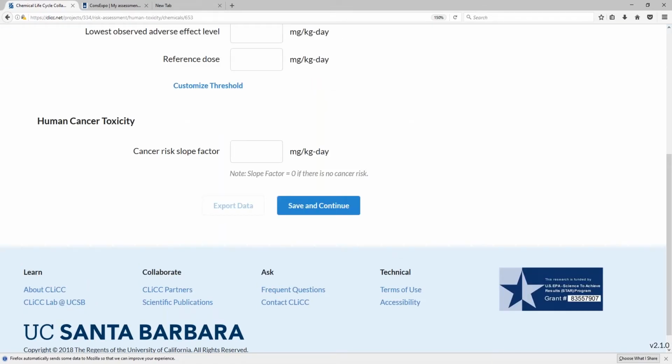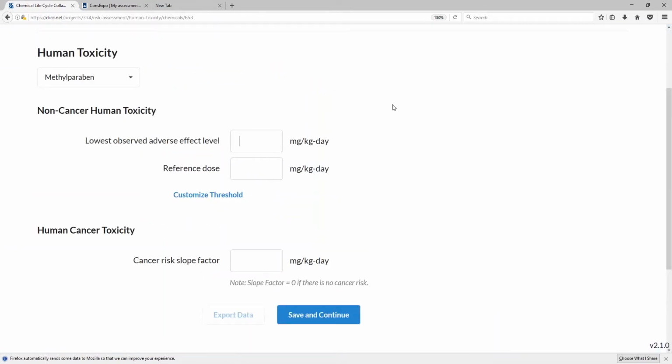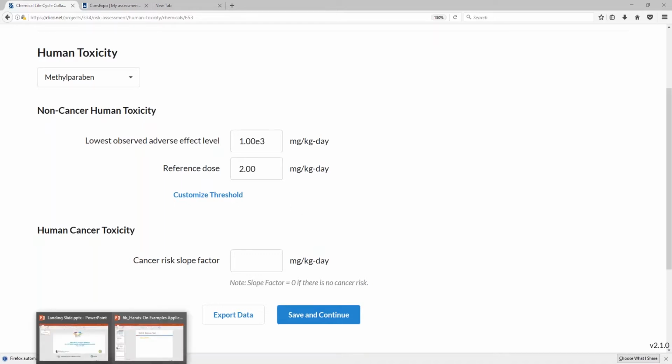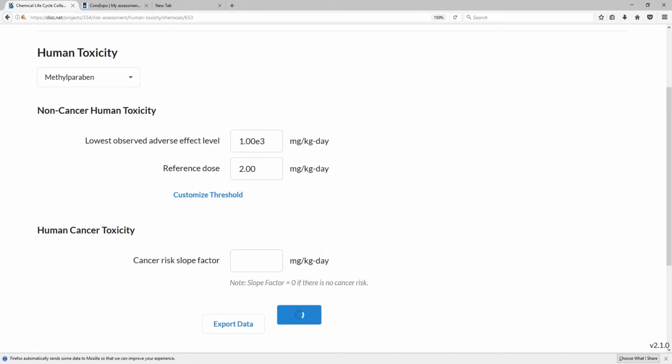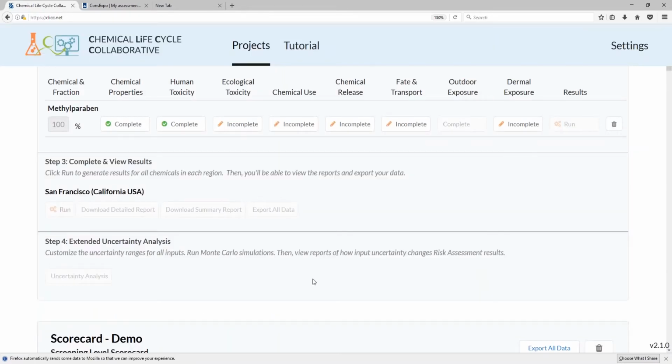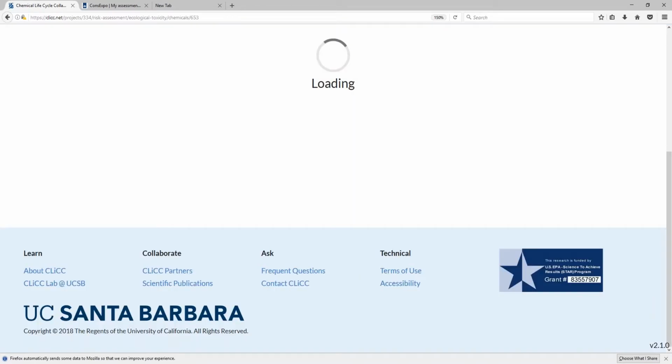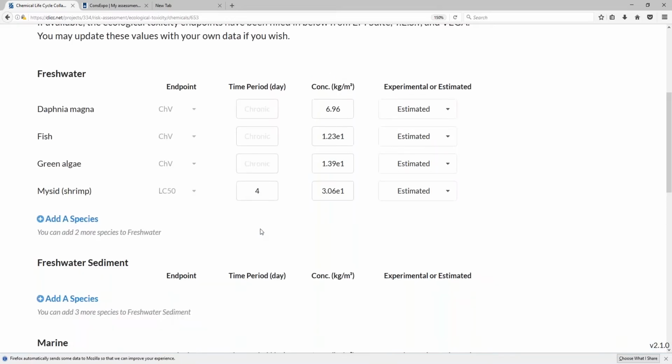Then we can take a look at the human toxicity information. Here it doesn't find information, so we would have to enter the information for this chemical. And there's no cancer risk. Then we're going to skip, no, we can't skip it. We have to actually go through it.